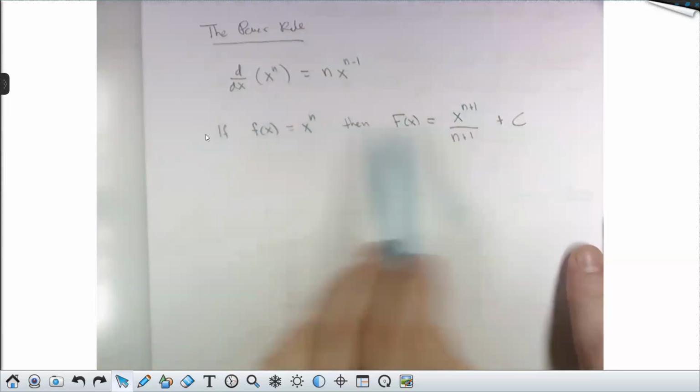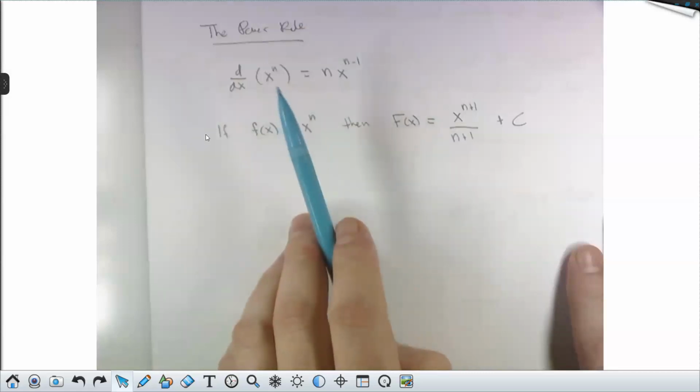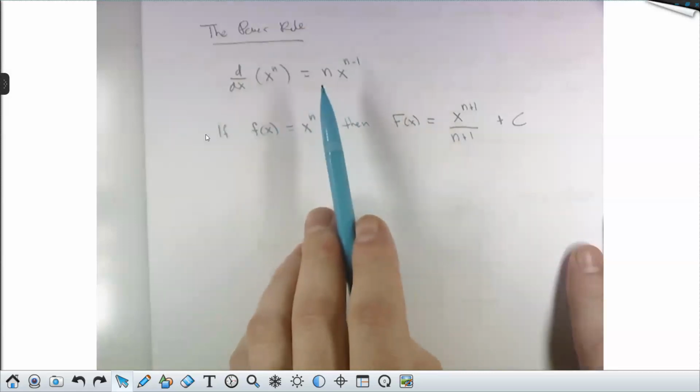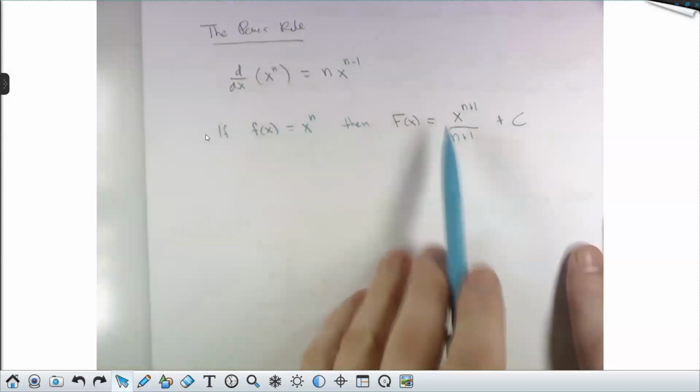And I think this is the neatest way to kind of remember it, that just like when you differentiate x to the n, the power goes down by 1, you multiply by the old power. When you anti-differentiate x to the n, the power goes up by 1 and you divide by the new power.